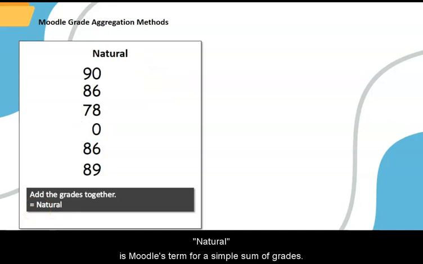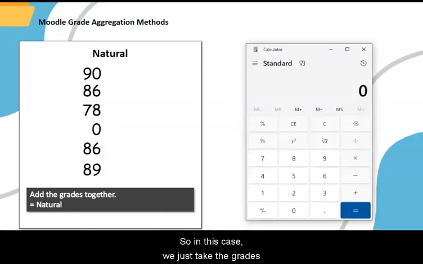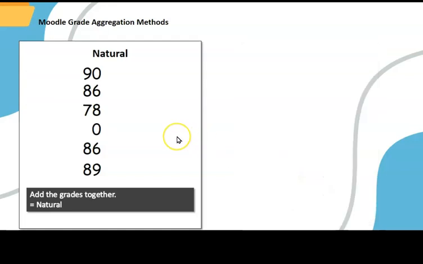Natural is Moodle's term for a simple sum of grades. So in this case, we'd just take the grades and add them together. And 429 would be our grade.